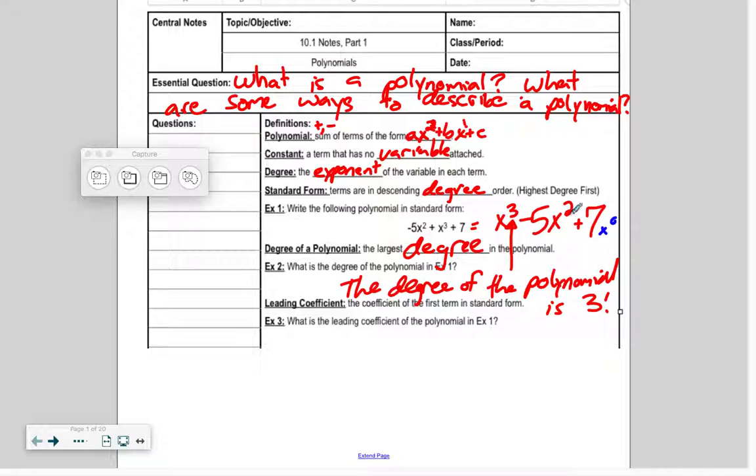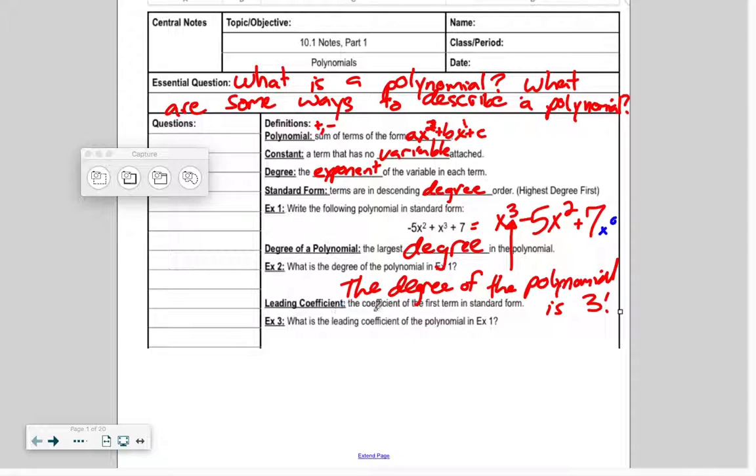Again, if we didn't have it in standard form, then we'd have to look around. We have an exponent of 2, we have an exponent of 3, and an exponent of 0. So that is the highest degree right there, degree of 3. We had to search for it a little bit more.